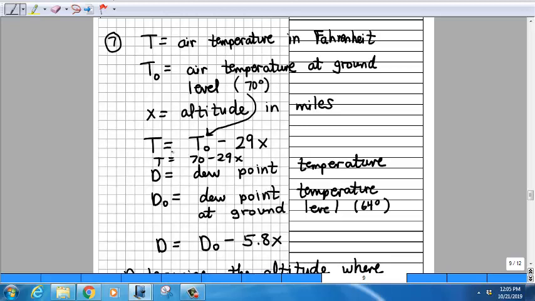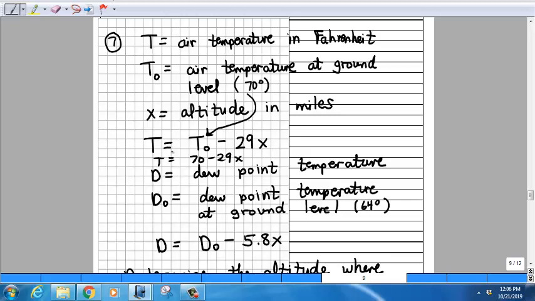When x is 0, that means you're on the ground. And we said the current air temperature on the ground here is 70. So just plug in the altitude above us, and you can use that formula to determine what the temperature is going to be at a particular altitude. Notice the slope is negative, so that means, of course, as the altitude increases, the air temperature is decreasing. Well, you all know that. The higher you are, the cooler it is.